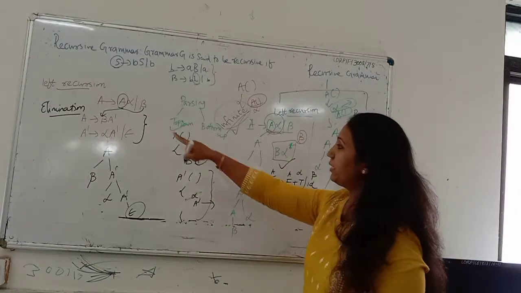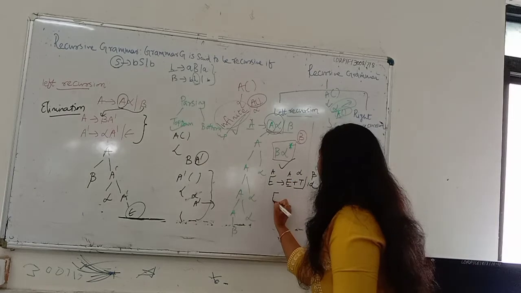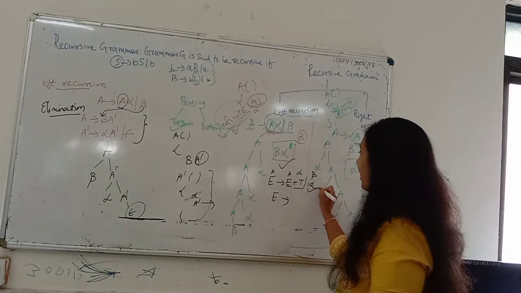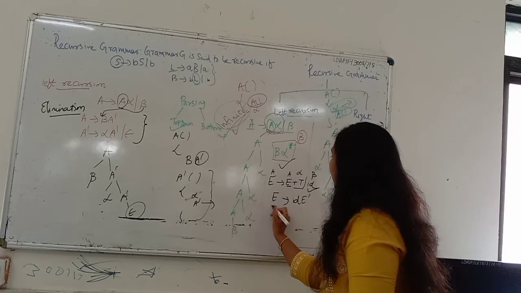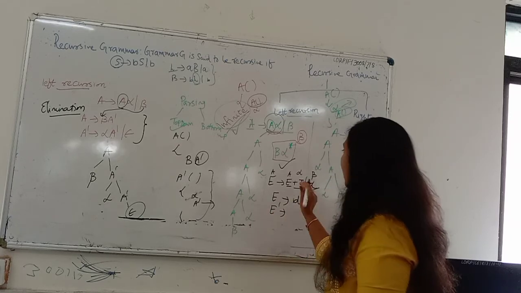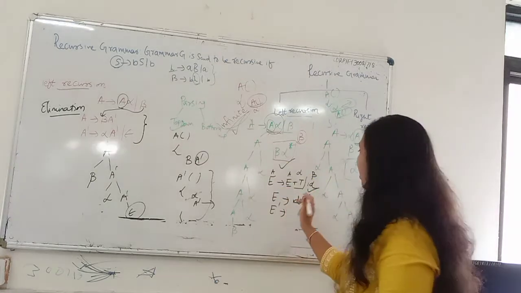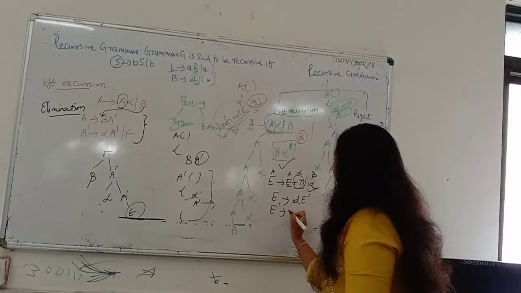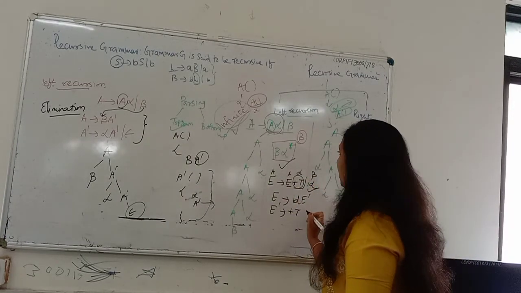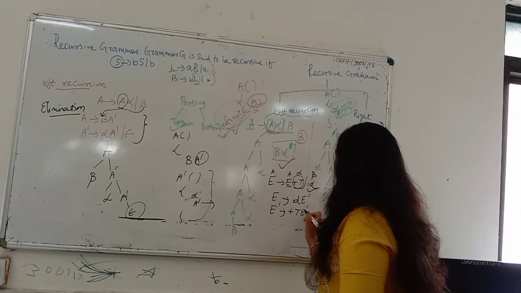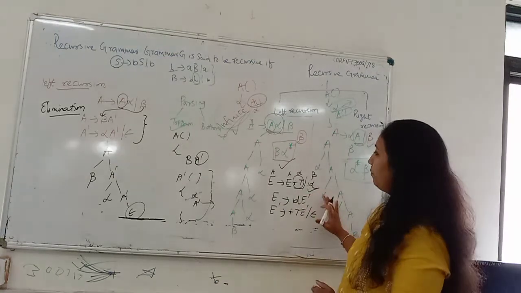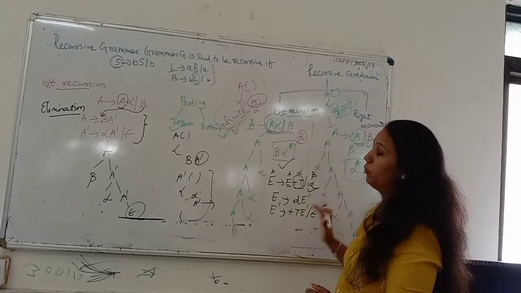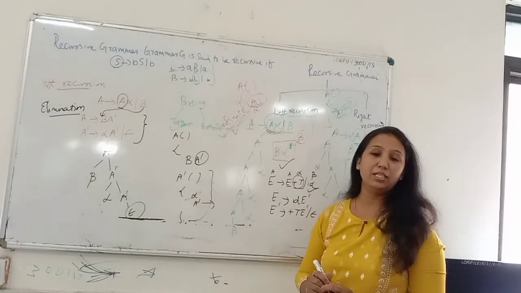The rule states that A → beta A dash. So E → beta, which here is ID, so ID E dash. E dash → alpha E dash or null. Alpha over here is plus T, so plus T E dash or null. So this is a simple example of how we can remove the left recursion from the given grammar.